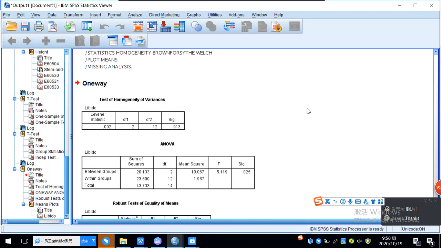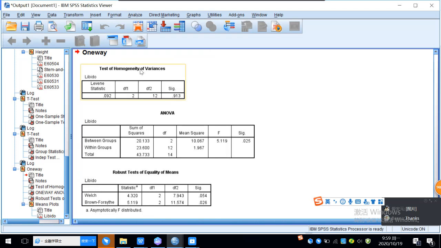Now, we have the output of one-way ANOVA here. Firstly, let's look at the test of homogeneity of variance. Compared with the independent t-test, firstly we also need to test if the variance between two groups has no significant difference, right? Also here, we will test the homogeneity of variance among three groups. We will test if the variance of three groups are equal.